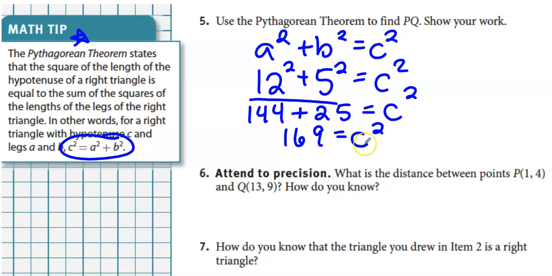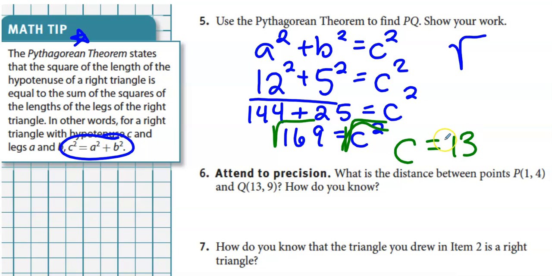So I'm not done yet. I have to get C by itself. I have this exponent of a 2. The opposite of squaring something is going to be square rooting something. That's the symbol for a square root. So I'm going to square root both sides. The squared and the square root will cancel each other out, leaving you with just C equals, and then the square root of 169 is going to be 13. So that is how we use the Pythagorean theorem to find the length of a missing side.